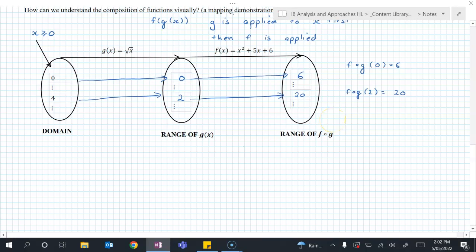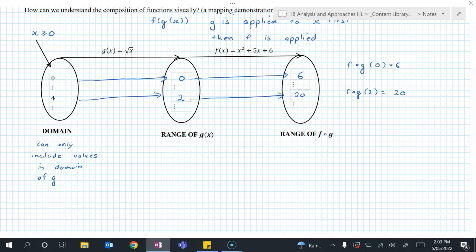Now, this shows us some key things about the domain and range of this composition. The domain can only include values in the domain of g. In other words, the domain of my composition will never include values outside the domain of g, the one that's being applied first to x.